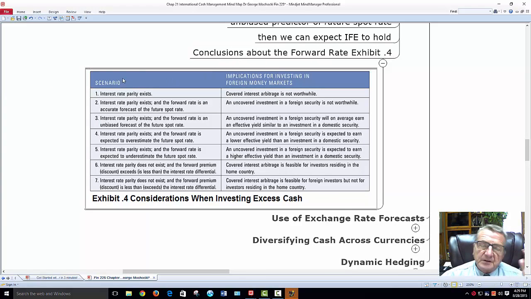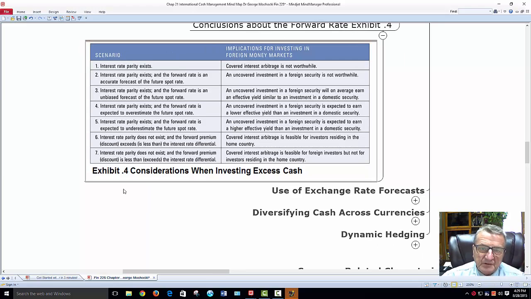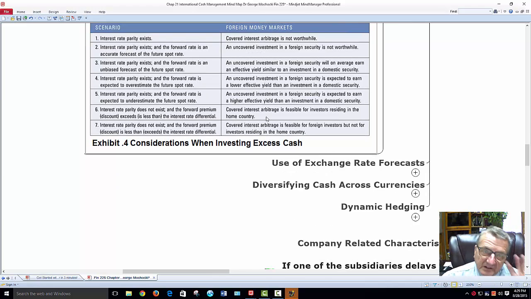Okay, now this one here is basically the conclusion about the forward rate. It gives you certain scenarios, and we've discussed this in more detail in the class. Stop the video, open it up a little bit, and look. Interest rate parity exists, what do I do? Here are the implications of investing in a foreign market. You're adults, you could read it and figure it out. If you can't, stop it and look at it. This is a really nice chart. The author did a great job on this.